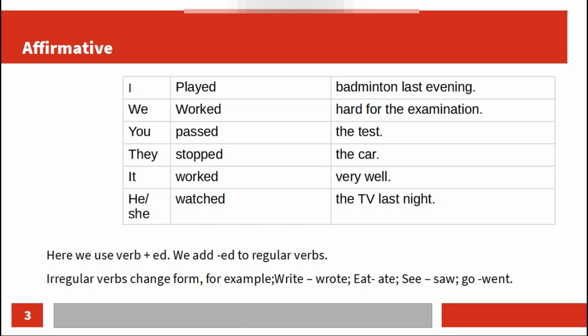Here we have added ed to the regular verb. Now, one thing to remember is that irregular verbs change form. For example, write, wrote, eat, ate, see, saw, go, went.